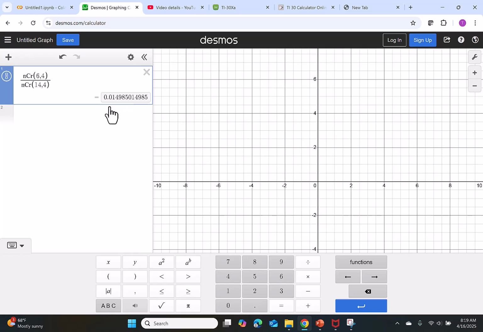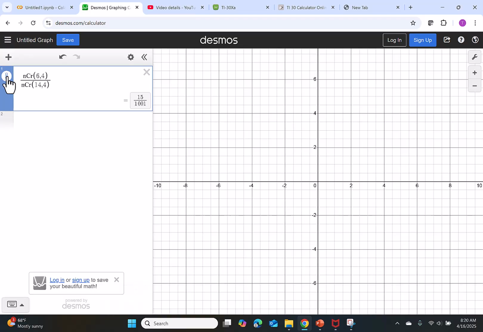You can use the decimal, 0.014985, or it allows you to change back to a fraction, and you can see 15 over 1001. So pay attention to what you're asked for and the problem you're solving, but know that you can switch back and forth in Desmos in most cases. In this case, I'm going to look at the 0.014985 and I'm going to call it 0.015.